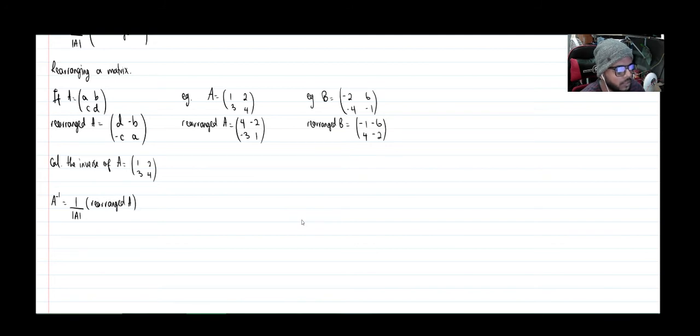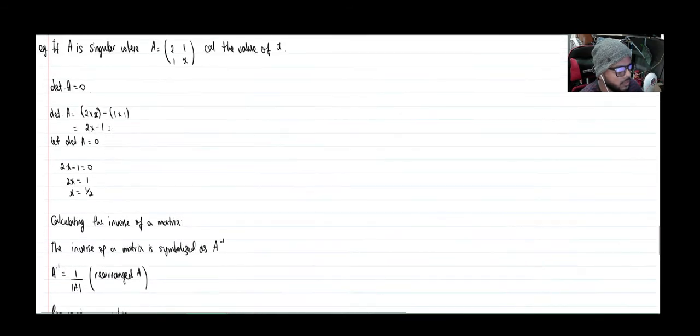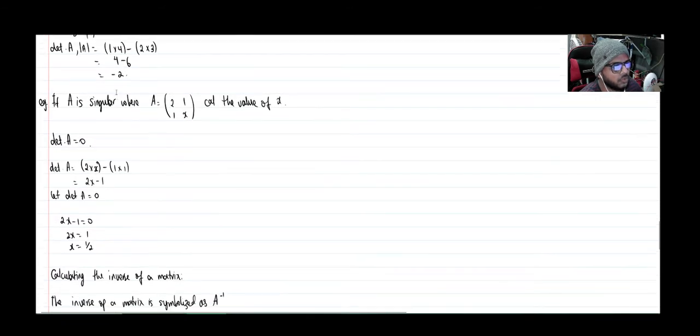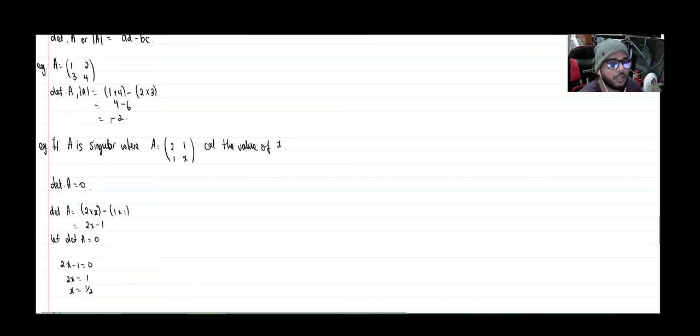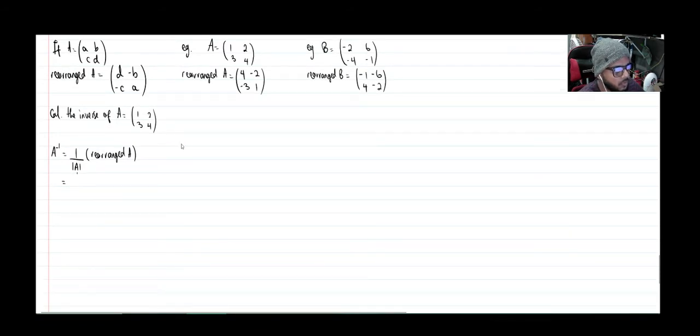We already have the determinant of A. The determinant of A from above is given as minus 2. For 1, 2, 3, 4, we calculated the determinant before, it's minus 2. So this becomes 1 over minus 2 multiplied by the rearranged A, which is 4, minus 2, minus 3 and 1. This brings us to an operation called scalar multiplication. Now we'll go to the side.